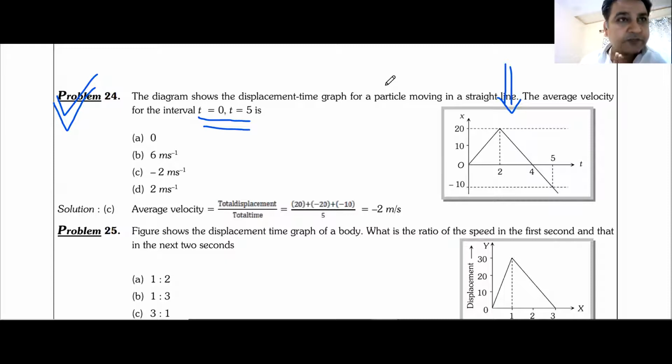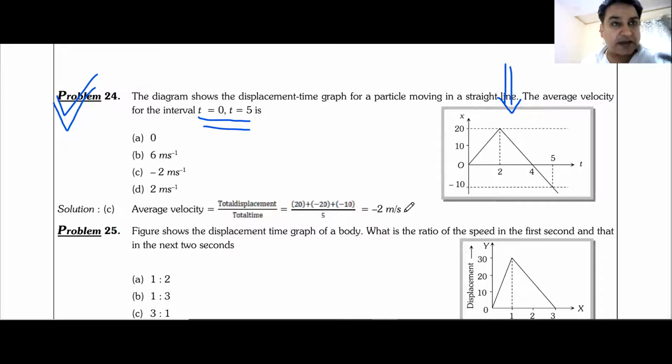Sir, first the object is moving upward, sir, +20. Then the object is coming down. Sorry, beta, I can't hear you. Please, can you bring it closer and then speak? Okay, maybe I lost Karthik.